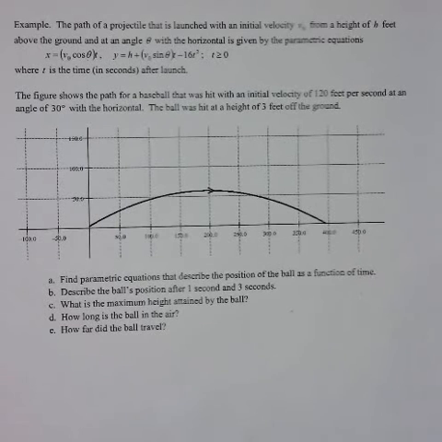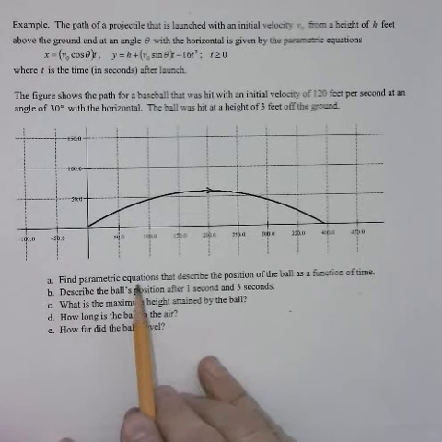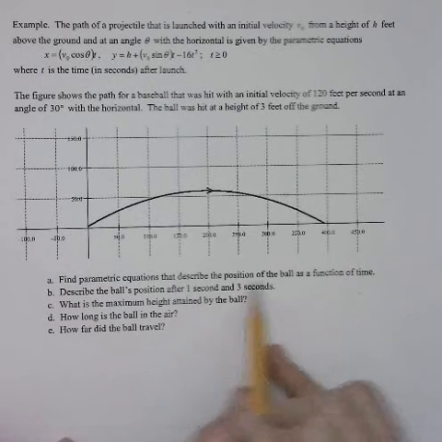So I have a specific situation graphed here. A baseball was hit with an initial velocity of 120 feet per second and an angle of 30 degrees with the horizontal. The ball was hit at a height of 3 feet off the ground. So the 3 is our h here. For part A, find parametric equations that describe the position of the ball as a function of time.